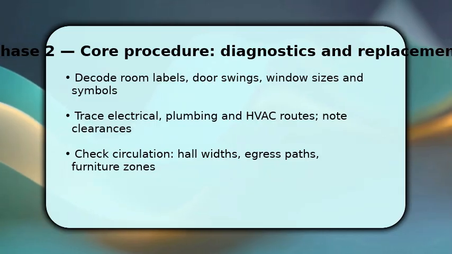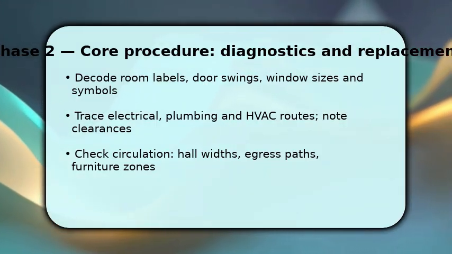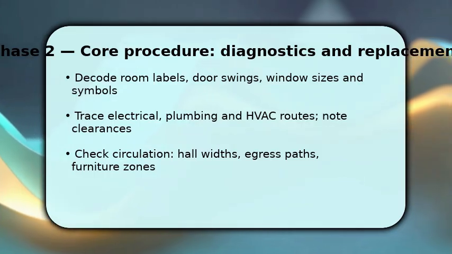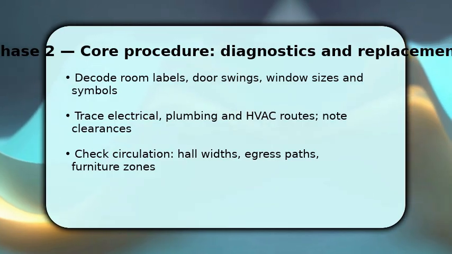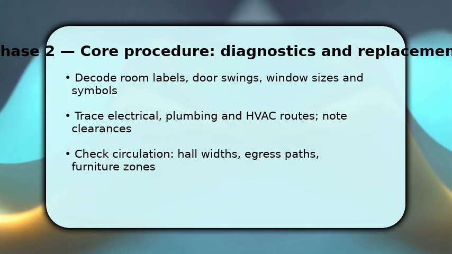Once done, map circulation, measure hall widths and egress paths, and overlay typical furniture zones to verify fit. Make sure to use transitional thinking. Systems inform layout and layout affects finishes, so iterate between layers until room function, access, and services align.